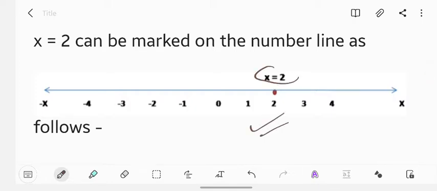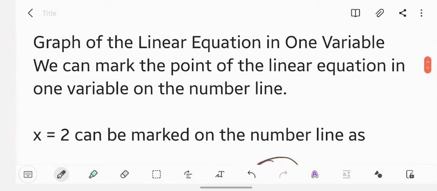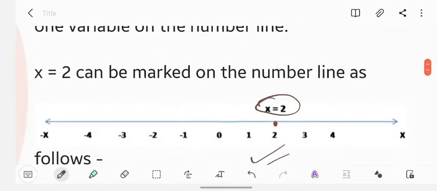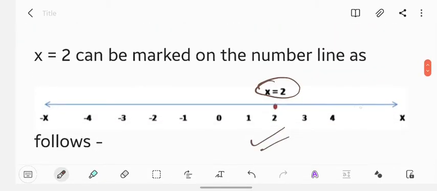This is the graph of a linear equation in one variable. In the previous example we got the value x equals 5. So you can simply draw a straight line and put number 5 after 4, and this will be x equals 5. All right.